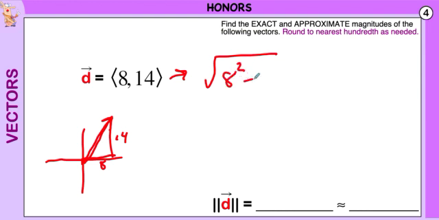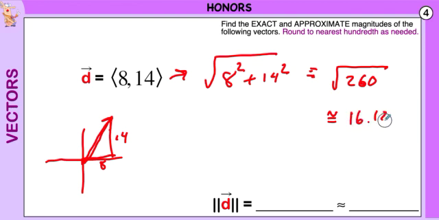8 squared plus 14 squared gives us the square root of 260, and that is approximately 16.124. So we put these down in here with the square root of 260 and 16.12.